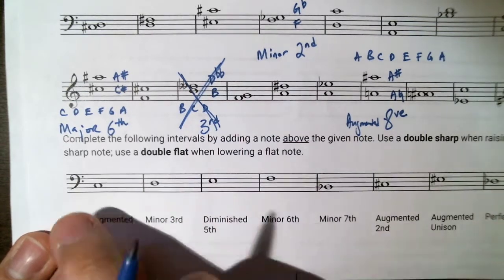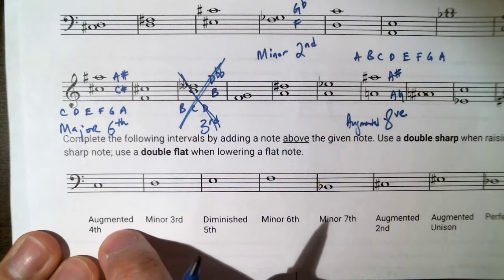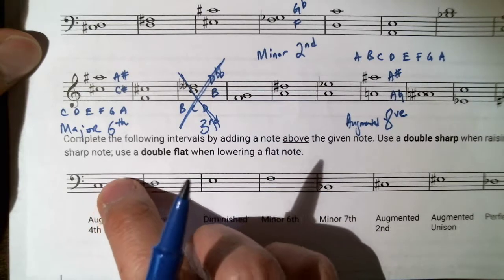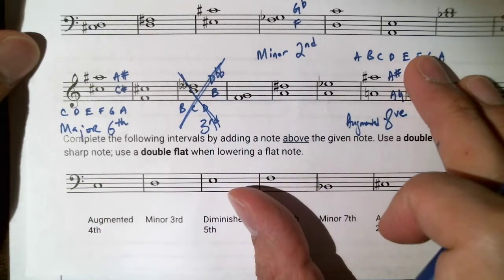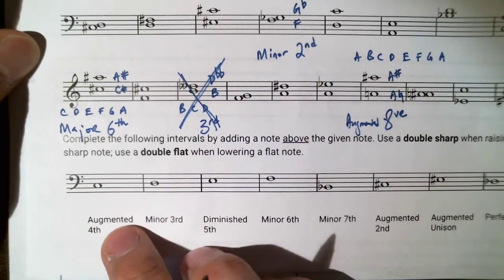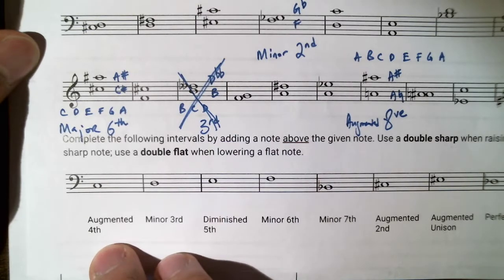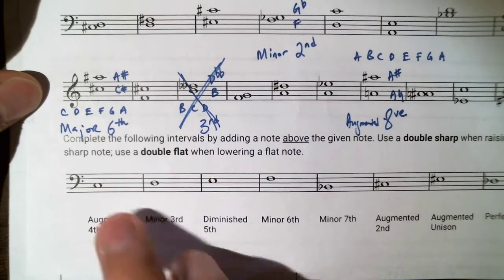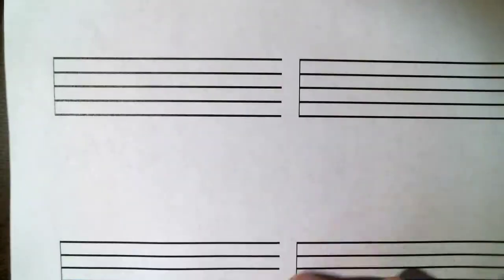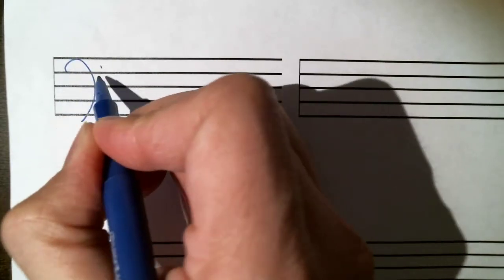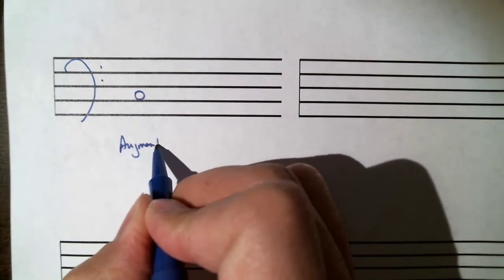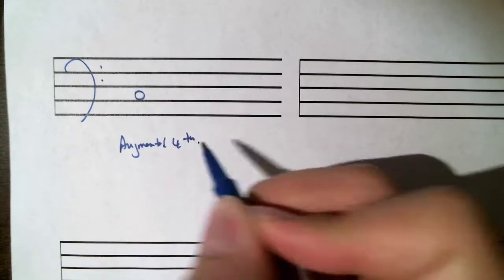Let's start with the bass clef one here with the C, and we're looking for an augmented fourth above. In this case, we're looking for a note above, but you can also do the same process to find the note below and yield the given interval. It would be a different note, of course, but we'll be doing both above and below. So let me rewrite this. We're looking at bass clef. The note is C, and the interval is an augmented fourth.